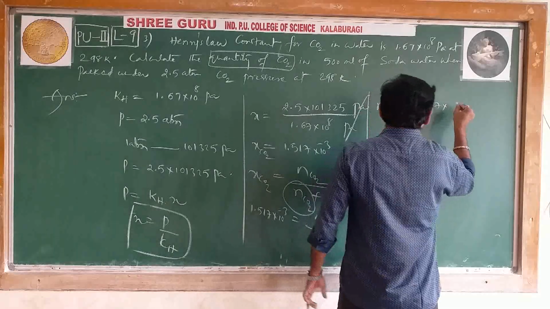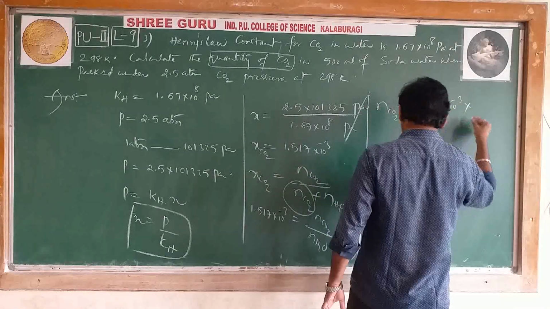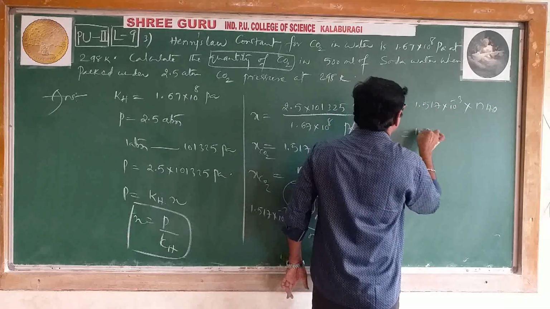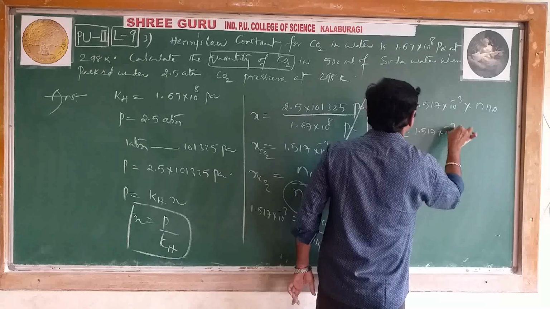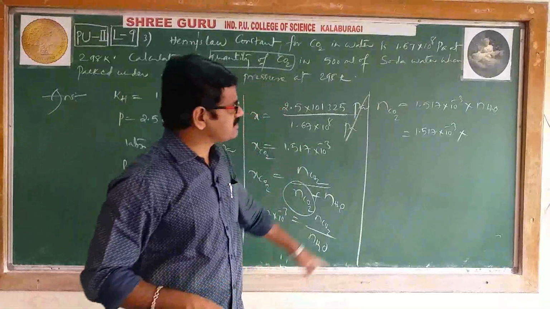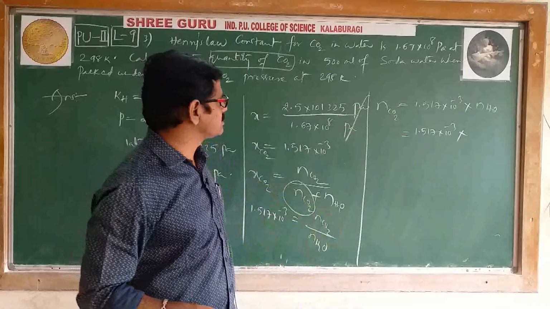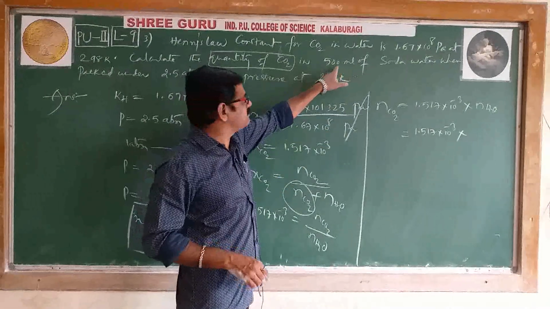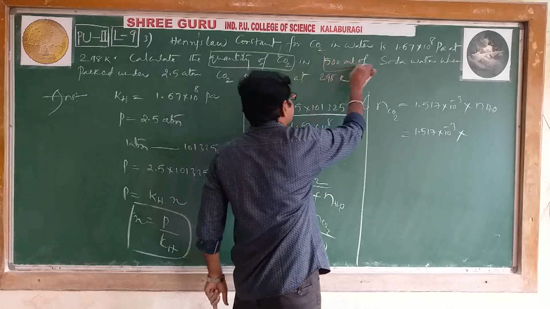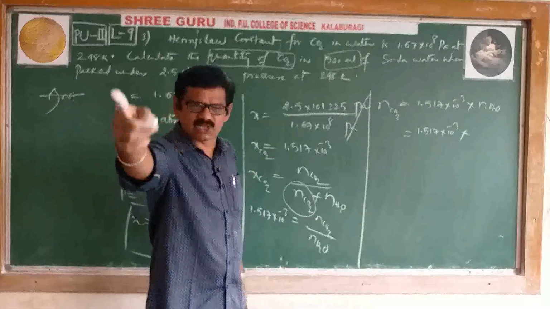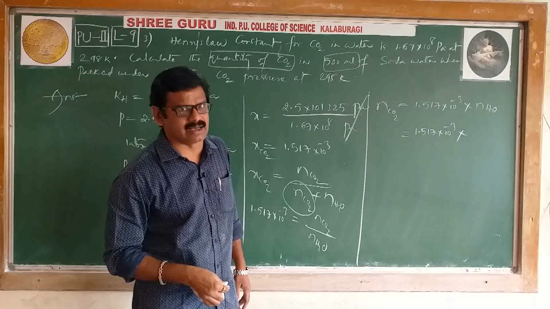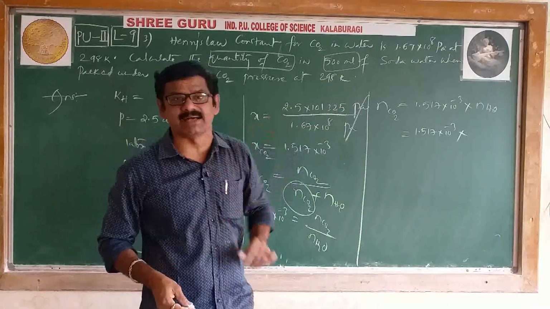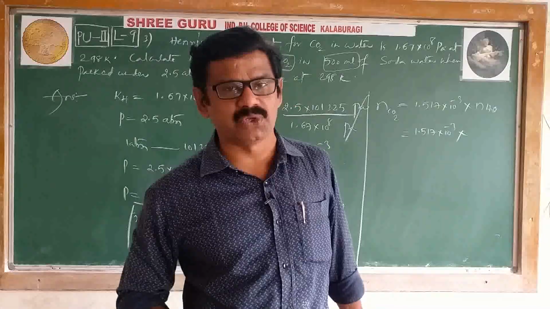1.517 into 10 to the power of minus 3 into number of moles of water. Formula: mass by molar mass. See the twist here: mass is not given, again volume is given. 500 milliliters is the volume. That volume we have to convert into mass. 500 milliliters, if you convert into mass, you will get 500 grams, because the conversion is already known to you.